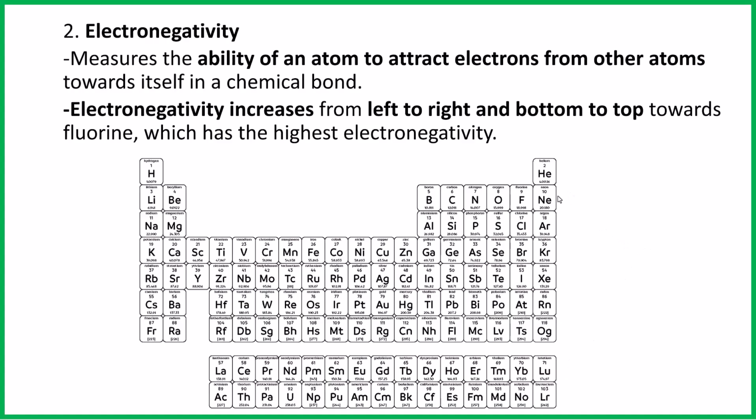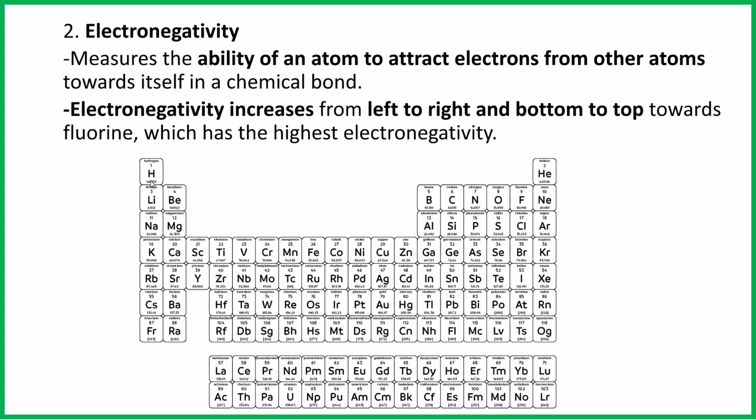The reason for this is related to atomic radius. The atomic radius is smaller over here because the nucleus has a really strong pull on the electrons, and so that makes the electronegativity, or the ability to attract electrons, high because that atomic radius is pulling strongly.